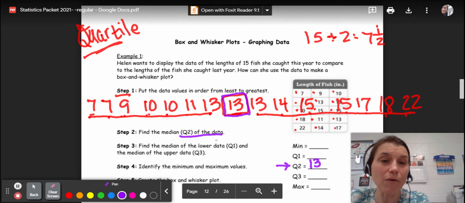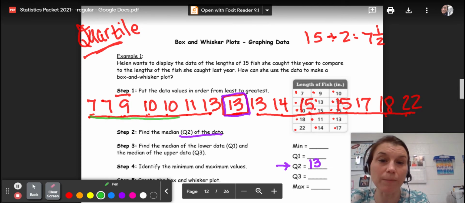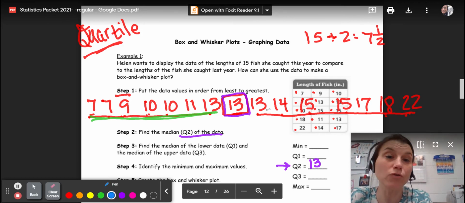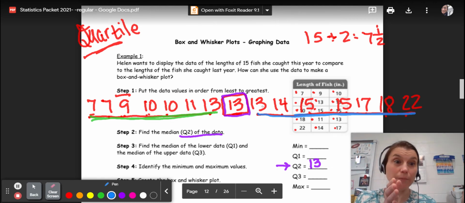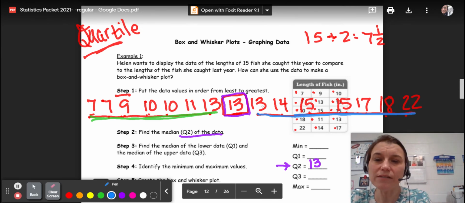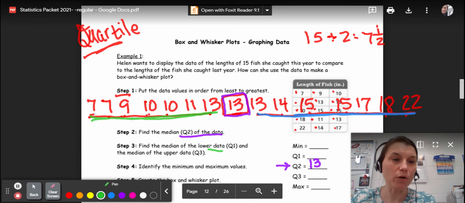So now I have my data, and it's broken up into 2 parts. It's broken up into the things that are less than the median and the things that are greater than the median. And you say, well, 13 and 13 aren't greater or less than. I know, but the other numbers they're with are actually greater, and the other numbers are less. So that's why. The green things here are the numbers that are less than the median, and that's going to be the lower data, lower meaning less.